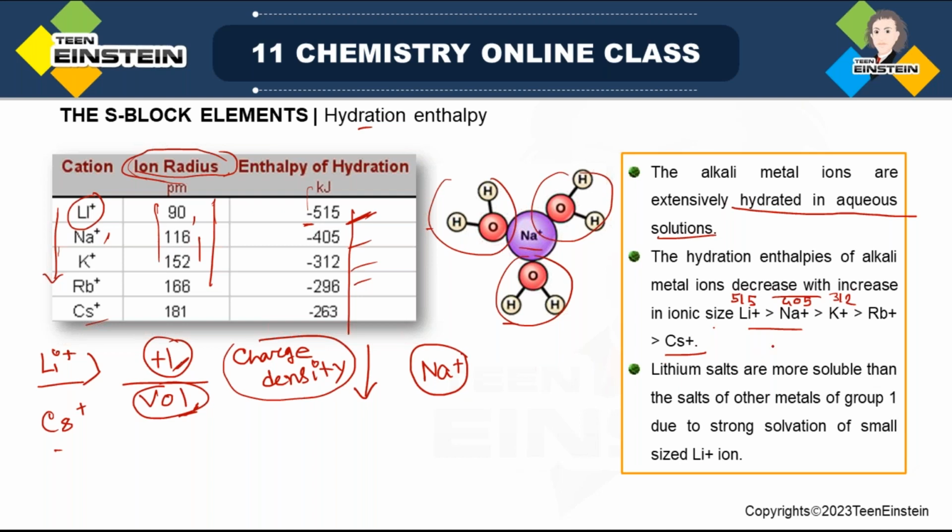We are saying down the group there is a decrease. So lithium salts are more soluble. More soluble means it is more hydrated by water molecules than the salts of other metals of group 1, because of strong solvation of small size lithium. The same explanation: charge density is maximum, so the amount of water molecules surrounding it is also high, that means solvation is very high. So more stabilization, more energy release, and hydration energy is very high. When I'm saying high, don't consider the negative sign. I'm just saying a high amount of energy will be released. So that is why there is minus 515. Fine.